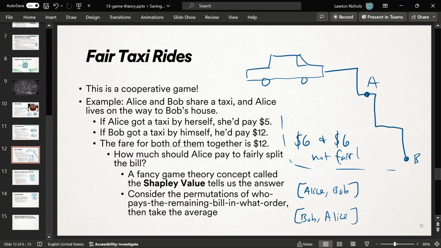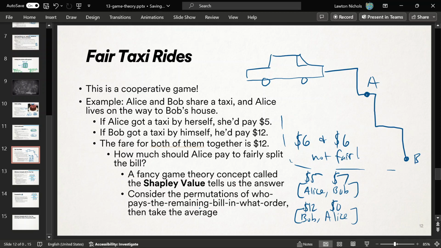So there's $12 to spend, and if Alice goes first, she'll pay the full $5, right? She's paying her way through, and then Bob will pay the rest. So that's $7 left to make $12. Otherwise, if Bob goes first and he pays his bill, he's going to pay the full $12 to get to him, and then Alice, that's the full fare, Alice has to pay nothing if Bob goes first and he pays in that order. Who pays the remaining bill? That's kind of the setup.